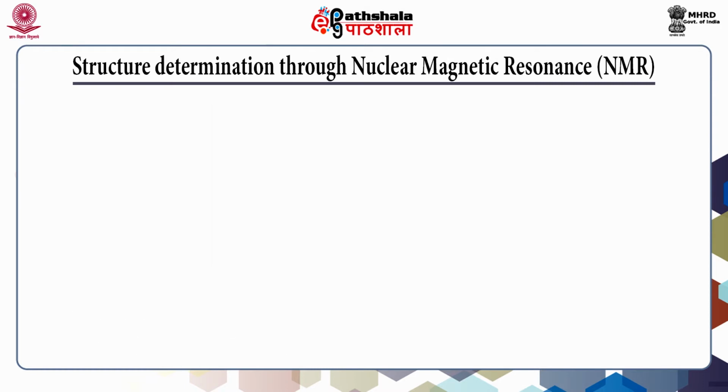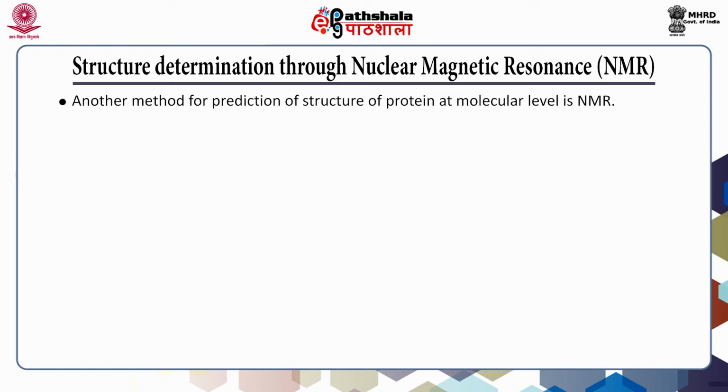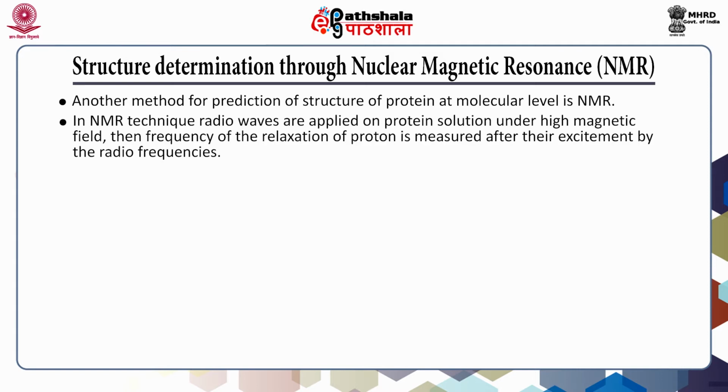Structure determination through nuclear magnetic resonance. Another method for prediction of protein structure at the molecular level is NMR. In the NMR technique, radio waves are applied on a protein solution under a high magnetic field, then the frequency of the relaxation of protons is measured after their excitement by the radio frequencies.